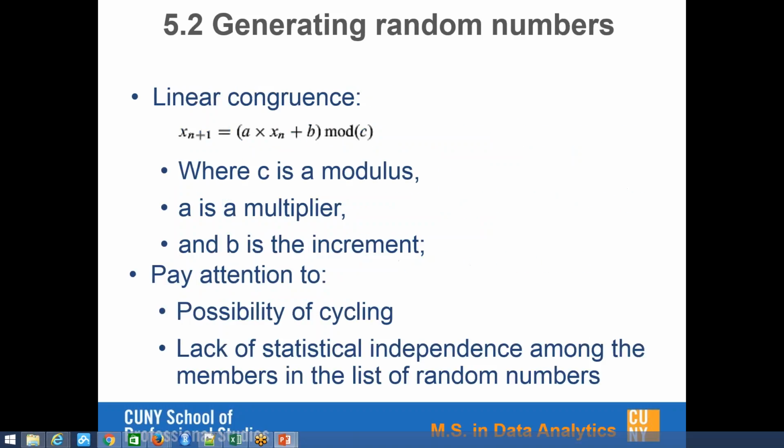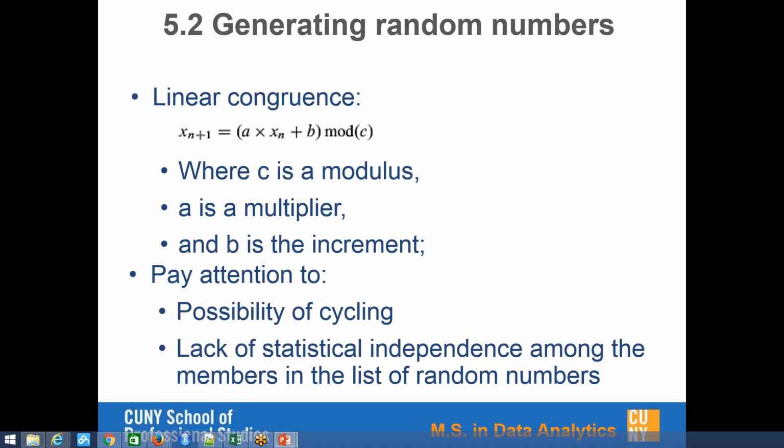Another way to generate a random number is called the linear congruence approach. That is to say that the next random number equals the previous random number times a plus b, modulus c, where c is the modulus, a is the multiplier, and b is the increment. Just pay attention to the possibility of cycling and lack of statistical independence among the members in the list of random numbers.